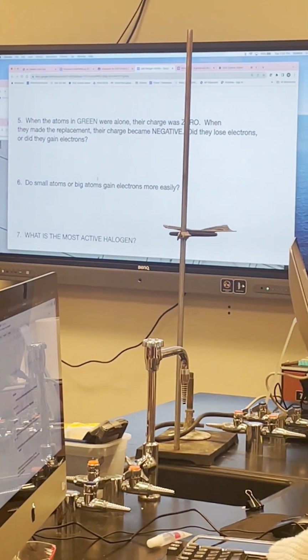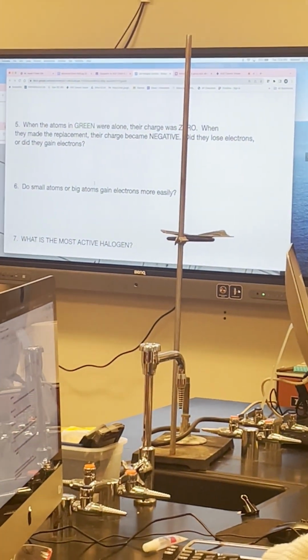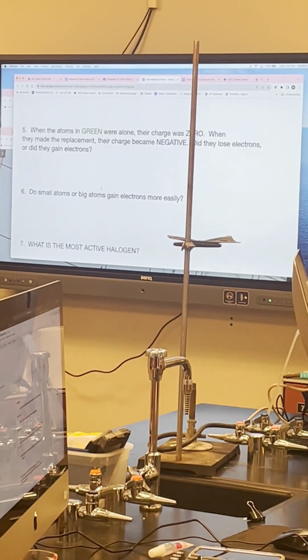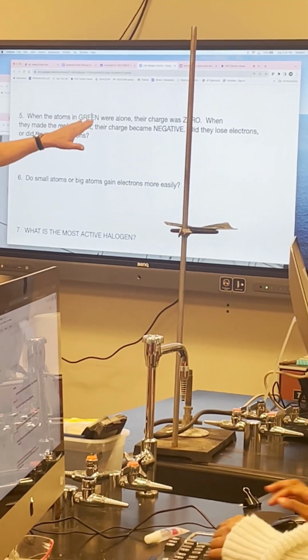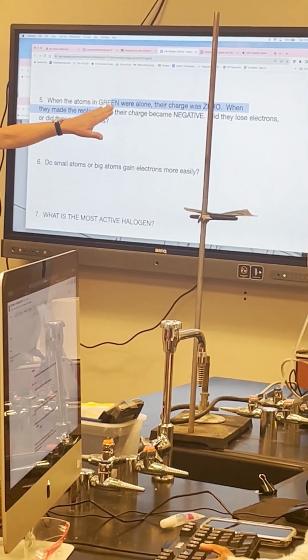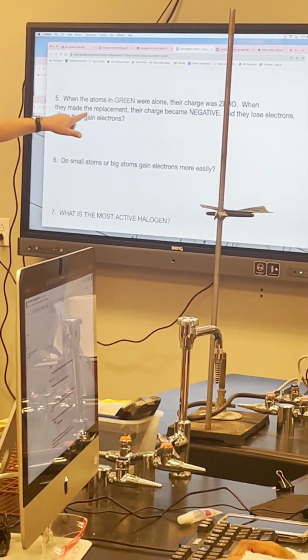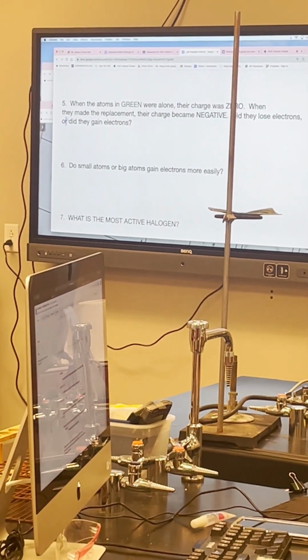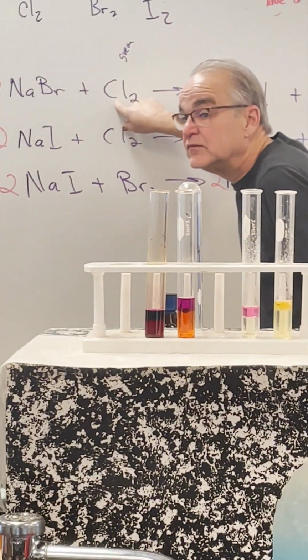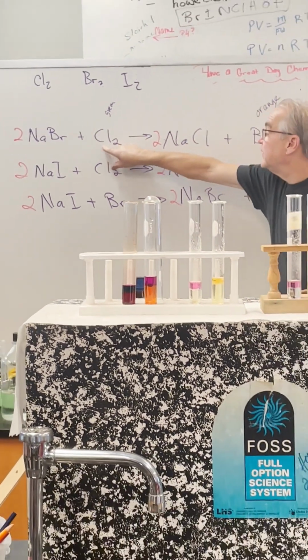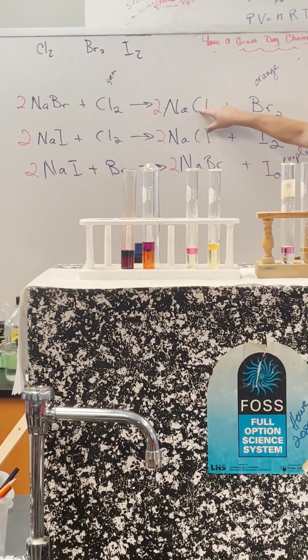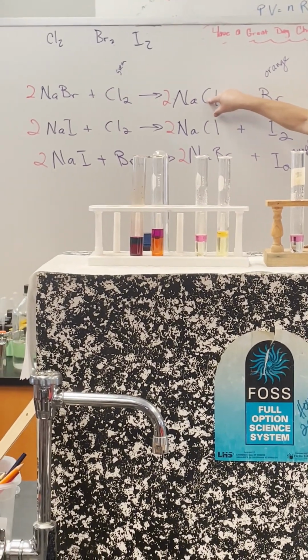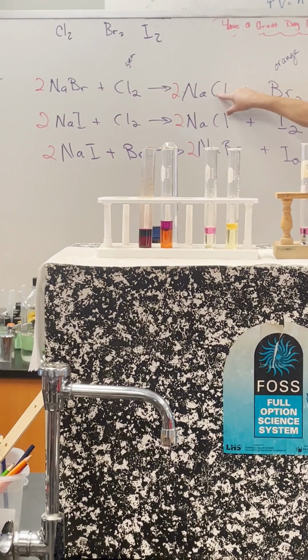Now look at number 5. Number 5 is starting to get you into the concept of oxidation and reduction, which we haven't talked about at all yet, but we will. So when the atoms in green were alone, their charge was 0. But when they made the replacement, their charge became negative. So if you look up here, is this charge 0 or negative? 0 because it's by itself. But over here, it's negative. So in order to become negative, does it lose electrons or does it gain electrons? It gains them. Very good.